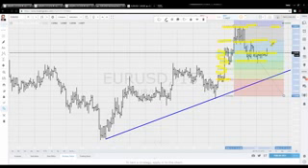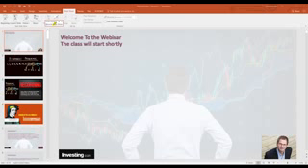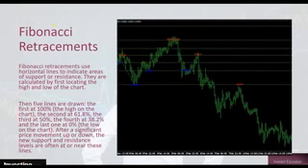But before you can even worry about these levels on a chart, you have to understand what these are. So let's go back and learn a little bit more about what Fibonacci is, what they're used for, and how you would use these retracement levels before we actually start adding them into a trading system or putting them on a live chart. So let's go back to my PowerPoint. Let me bring that back up here.